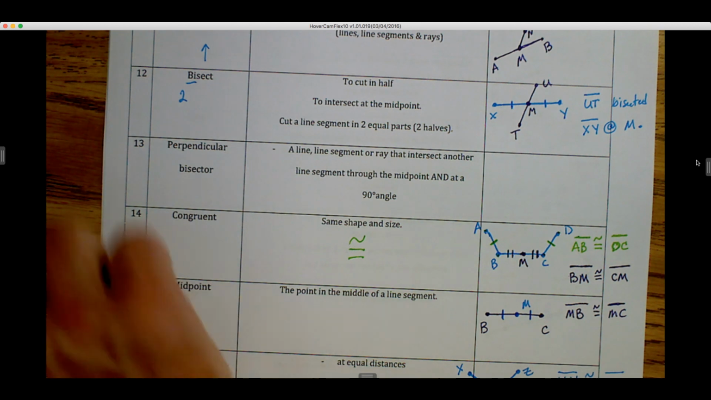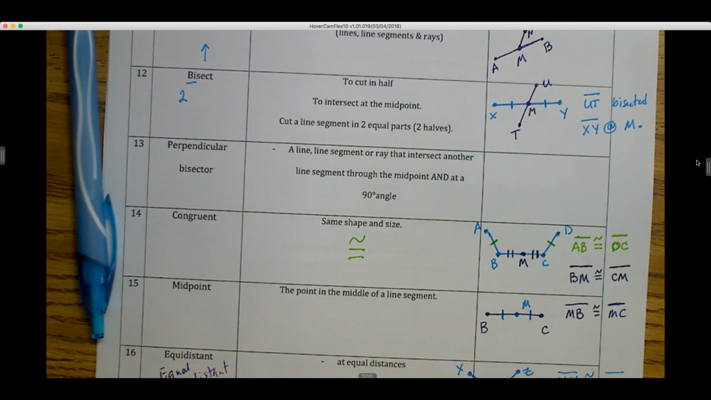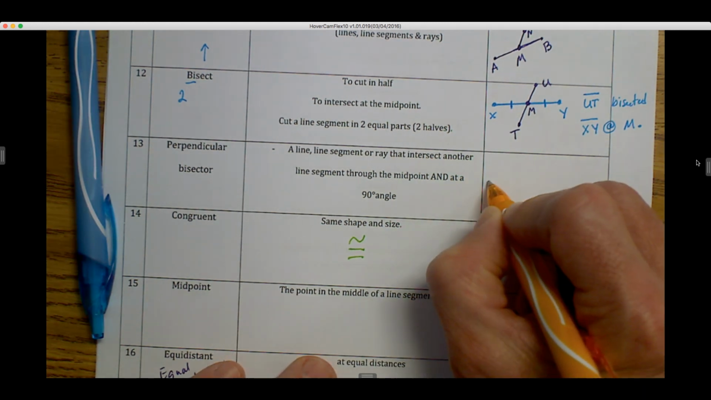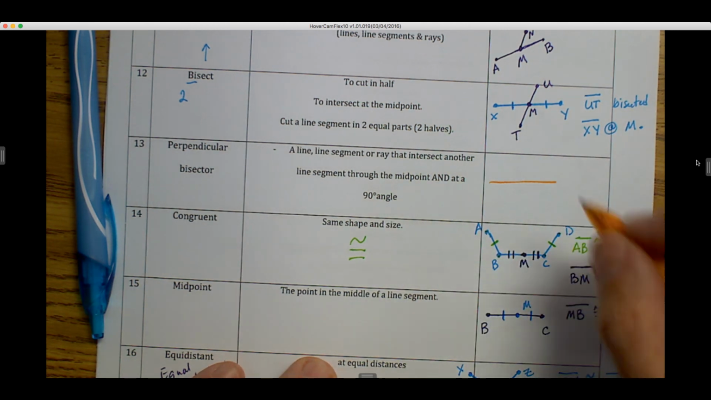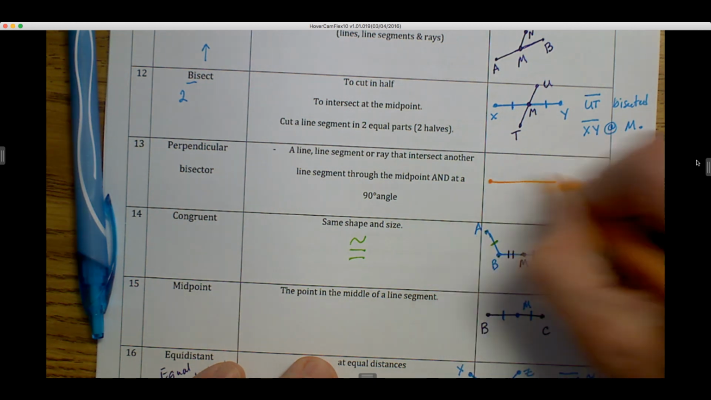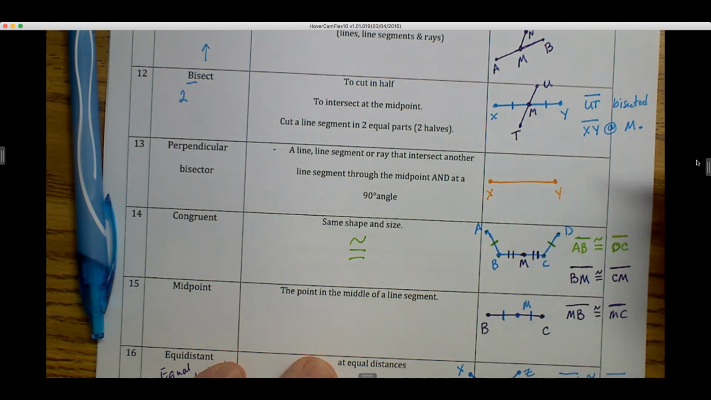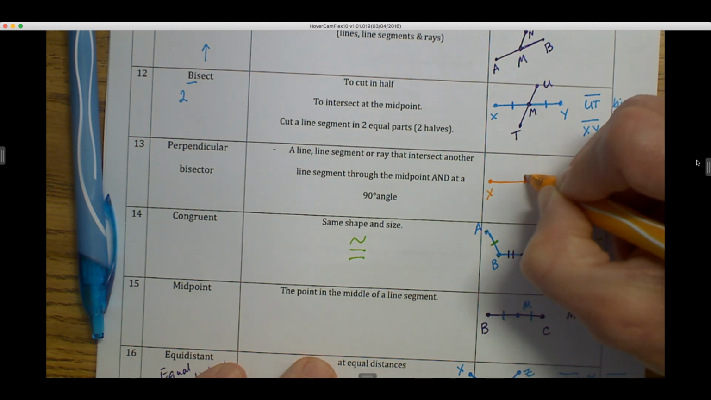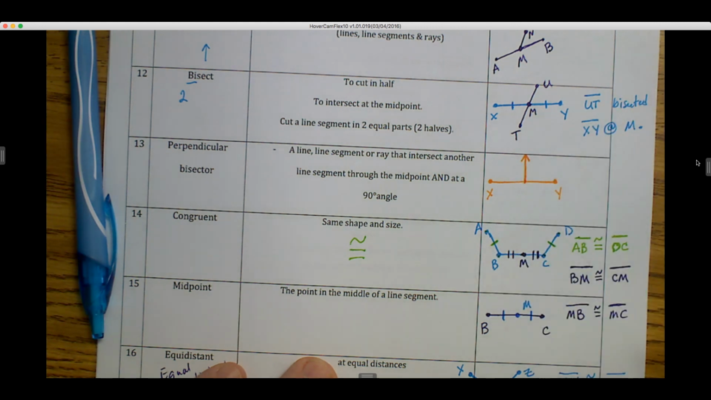Now, perpendicular bisect. We learned this word perpendicular the other day, that it intersects at a 90-degree angle. So let's start with, here we go, we have X and Y. It has to intersect at the midpoint and at a 90-degree angle. So that's a line segment. I'll tell you what I'm going to do. I'm going to give them a ray. We haven't used rays a lot.